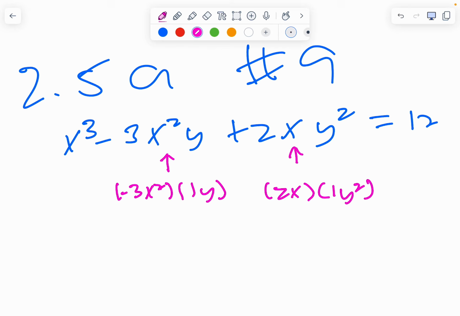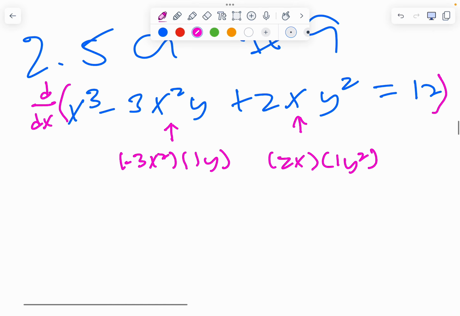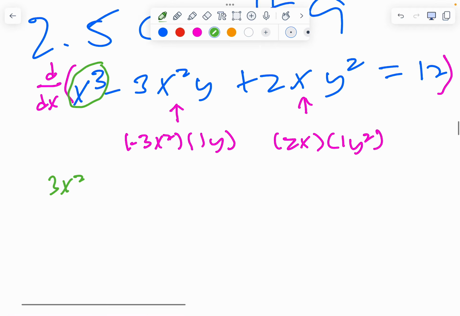Okay, so let's see if y'all remember. We wrap this up, and the way we read it is the derivative of the given function with respect to what? x. So here we go. What is the derivative of x cubed? 3x squared. So that part is done.